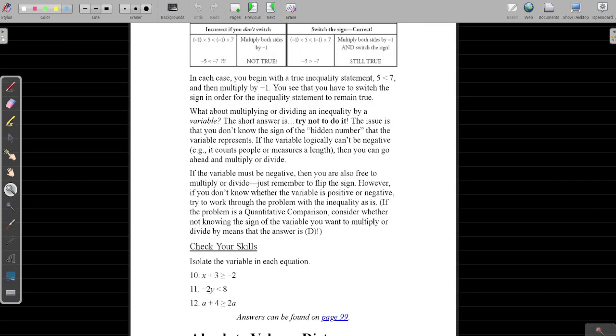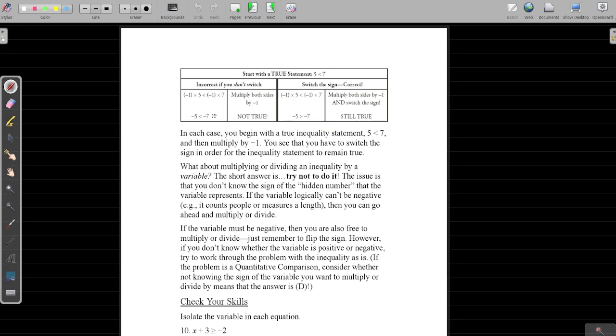Let me zoom it. Okay. So start with a true statement: 5 is less than 7. Now we multiply the left-hand side 5, and similarly the right-hand side 7, by minus 1. So 5 multiplied by minus 1, we will place this sign later, and 7 multiplied by minus 1. So 5 multiplied by minus 1 means minus 5, and 7 multiplied by minus 1 means minus 7.